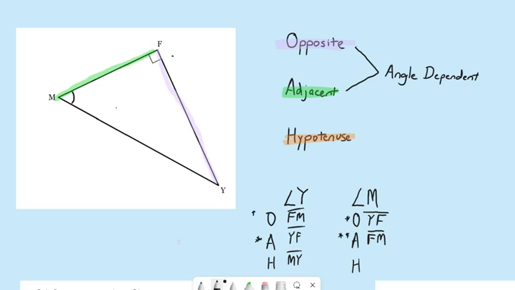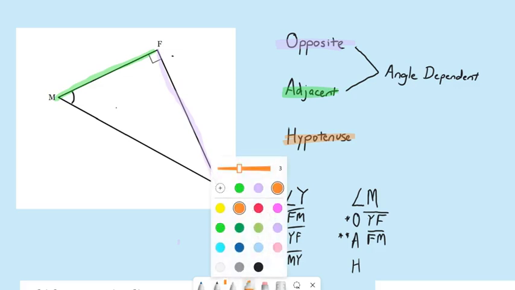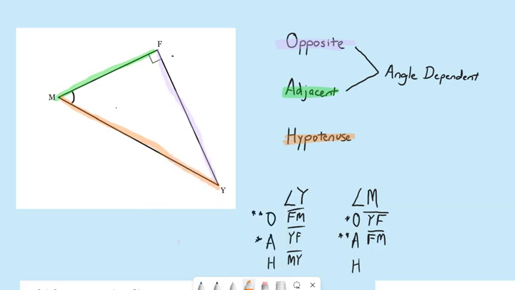So earlier in the notes I have that it is angle dependent. Depending on what angle you're viewing from, the opposite and the adjacent will change. However, the hypotenuse is still going to be the same. That's not changing. That's not angle dependent. The hypotenuse will always be the hypotenuse. And that's going to be MY. All right, now in both cases, the hypotenuse is the same. It's the adjacent and the opposite that do switch.